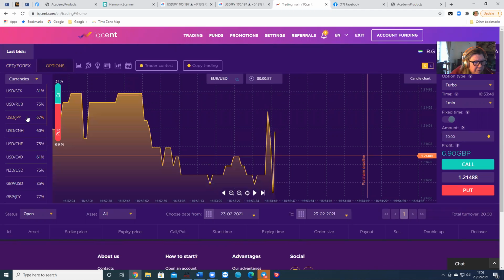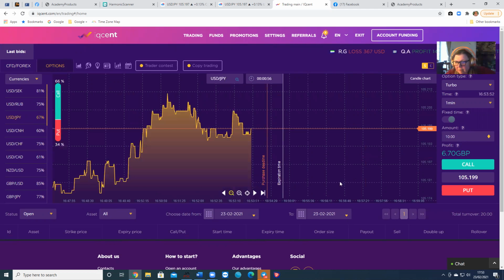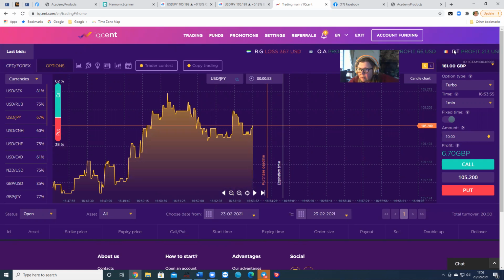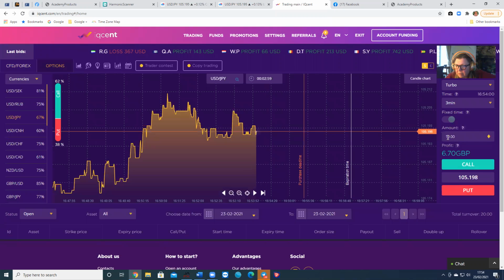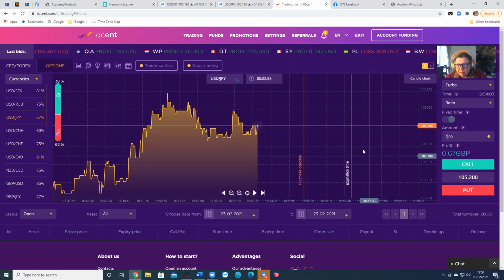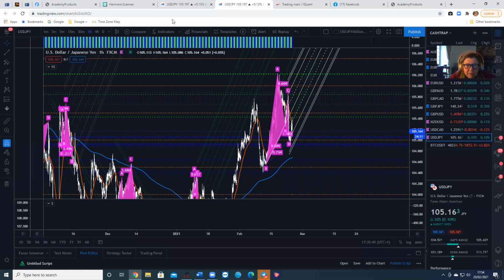So USD JPY paying out at 67%. It's up at 105.200. I'm on my little GBP one. Put it on 3 minutes. I'll just put it on $1. 105.200. Whoops.